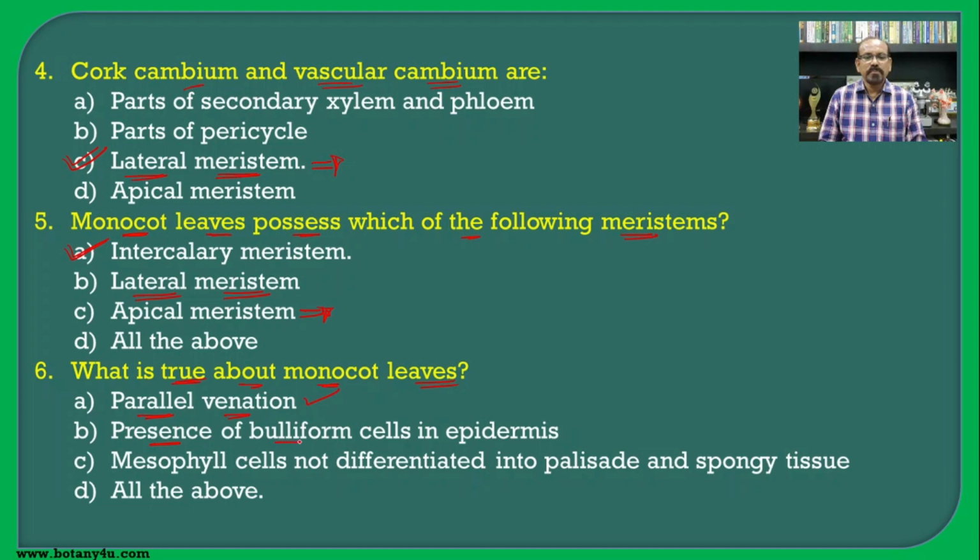Then, presence of bulliform cells in the epidermis is also a characteristic feature of the monocotyledon. Such bulliform cells are absent in the dicot leaf. Then, mesophyll cells not differentiated into palisade and spongy parenchyma. But in the dicotyledon, there is a differentiation of the mesophyll into palisade and spongy parenchyma. So again, this is a characteristic feature of the monocot leaf, and hence all these three characters belong to the monocot leaf, and hence all of the above becomes the answer for this question.